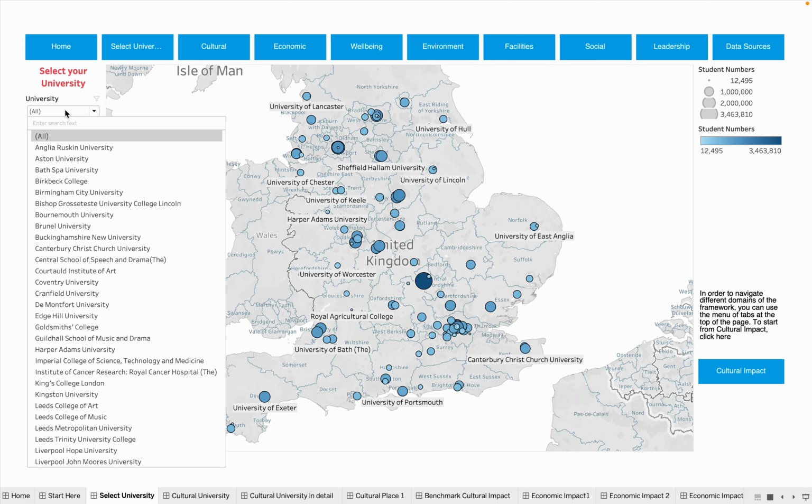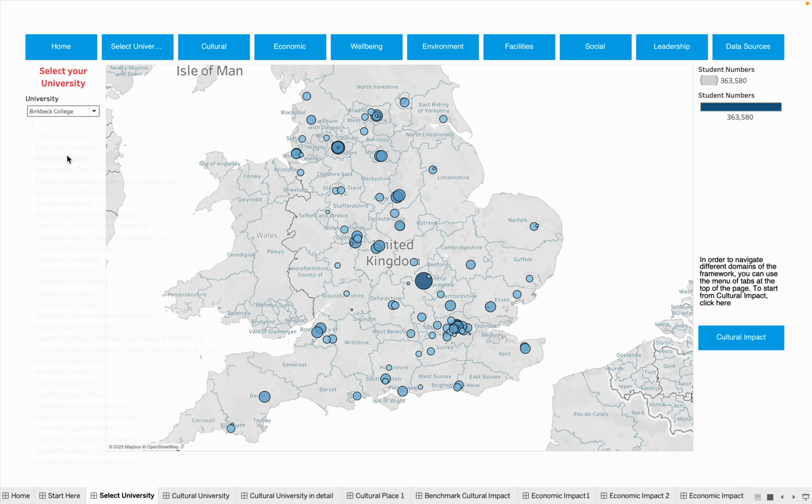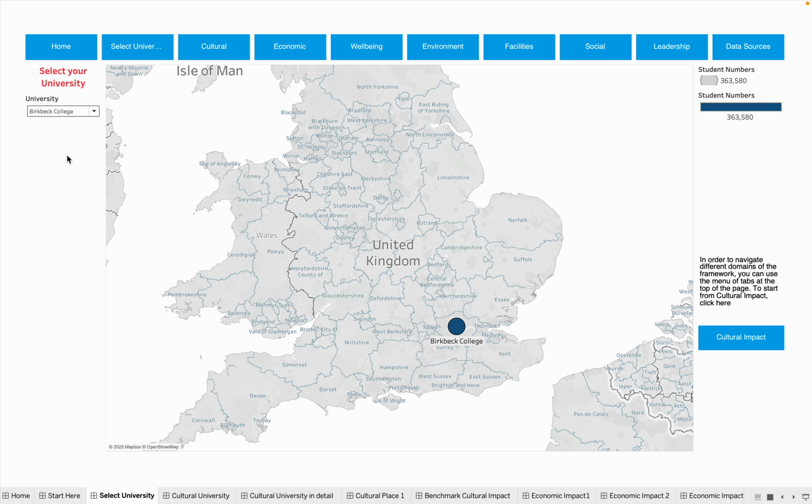So let's start by selecting our university. Let's go with Birkbeck for this demonstration. You can see the student numbers here. In order to navigate different domains, you can select the many tabs according to this information here, but the dashboard is guiding us to the next action. We can select the cultural impact.